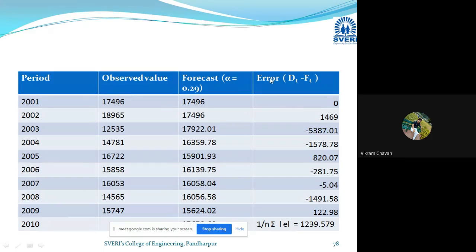Shall we move ahead? Just write down this much only. Whatever the periods and observation values are, you have to write them down over here. Give the next column name as forecast, in bracket alpha is equal to 0.29, and error, in bracket d suffix t minus f suffix t. Error is the difference between the observed value, which is the actual demand, and the forecast.